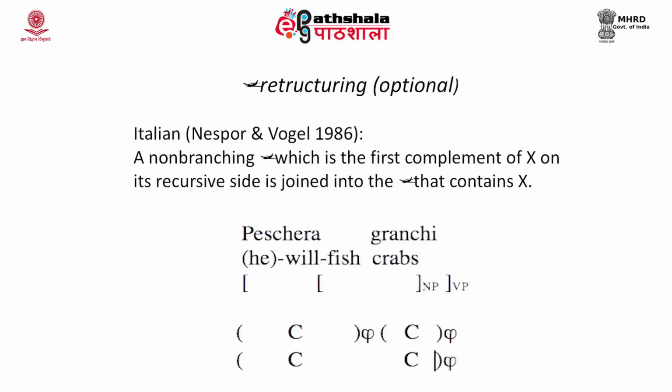We have a representation of this from Italian as shown by Nespor and Vogel, and you see them on the screen here. So, "pescherà granchi", he will fish crabs. We have two clitic groups, two phrases. Now, they become a single phrase, as you see on the screen.